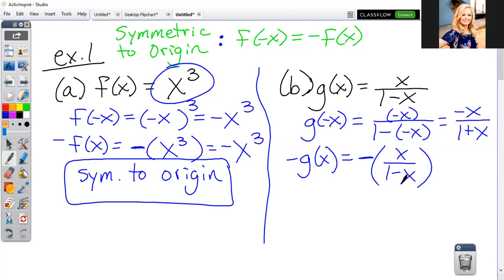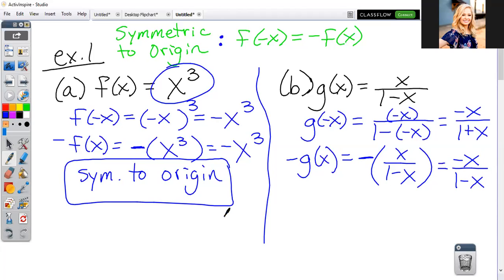All I'm doing is taking this and putting it in the parentheses. I thought it was 1 plus x. That's what our answer was for g of negative x. We're done with that one. We're looking at the original. We're saying negative g of x. So if we simplify that, negative times x is negative x over 1 minus x.